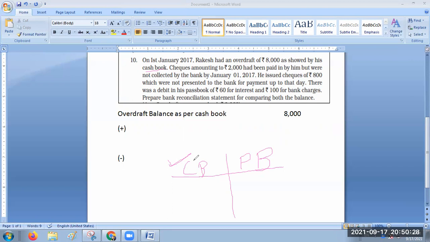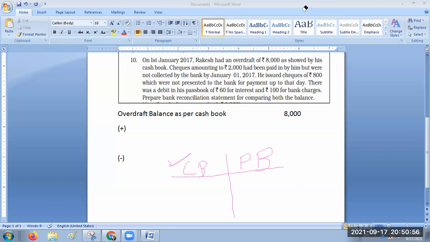Did you understand? If overdraft balance is there and cash book balance is given, you tick the cash book side only. If plus comes on this side, you add. If minus comes, you deduct. That's all. So while reading the problem itself, you should be careful whether it is favorable balance or overdraft balance. Otherwise, your entire solution will be wrong.